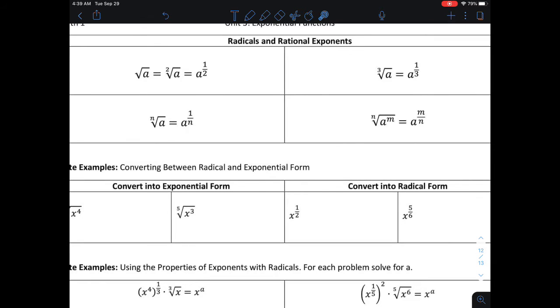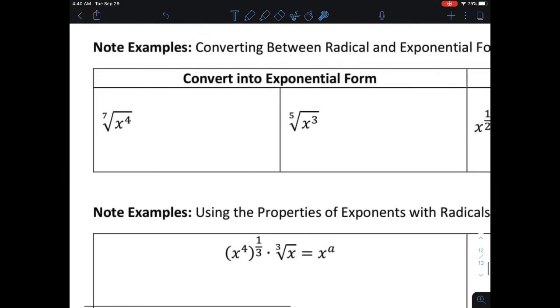Now, the bigger question is what happens if I have an exponent inside of my radical? So let's say I had a to the m. Well, I could still write that as a to an exponent. The power of the root always goes in the denominator of the exponent, and the power that's applied to a goes on top. So the nth root of a to the m power can be written as a raised to the m/n as its exponent. And so let's do a couple of conversions here.